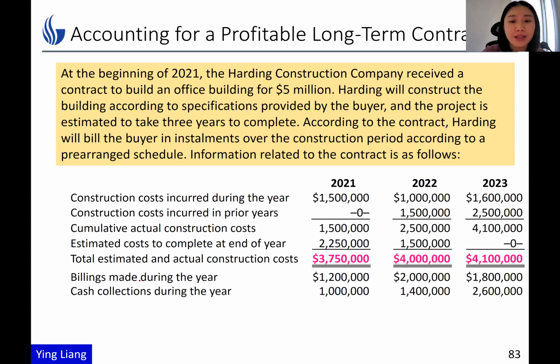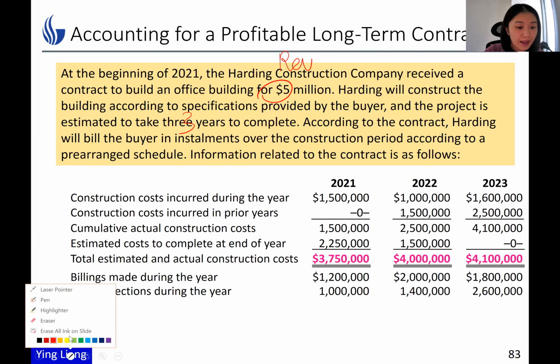So in 2021, this construction company called Harding received a contract to build an office building for $5 million. So this $5 million is the total revenue. Harding will construct the building according to the specifications provided by the buyer, and the project is estimated to take 3 years to complete. According to the contract, Harding will bill the buyer in installments over the construction period according to a pre-arranged schedule. Information related to the contract is as follows.